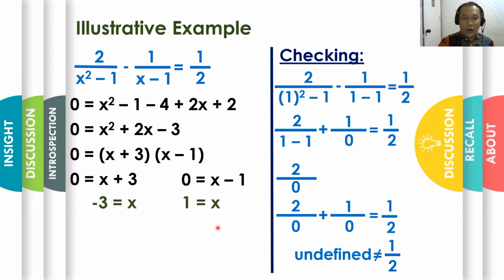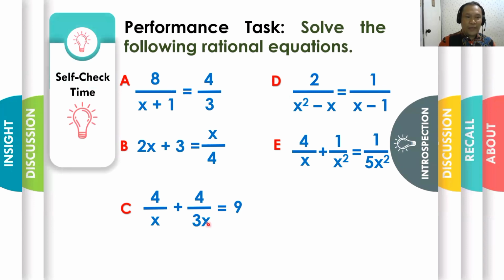Thus, the only value of x that we can use is negative 3. The other one is an extraneous solution. Okay. Any questions? None so far? Okay. Now, with that, let's go with self-check time.